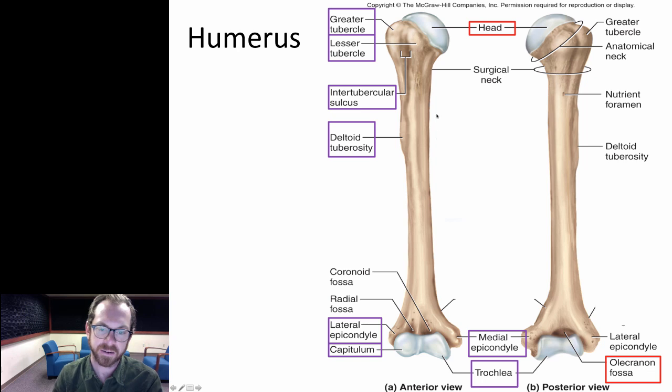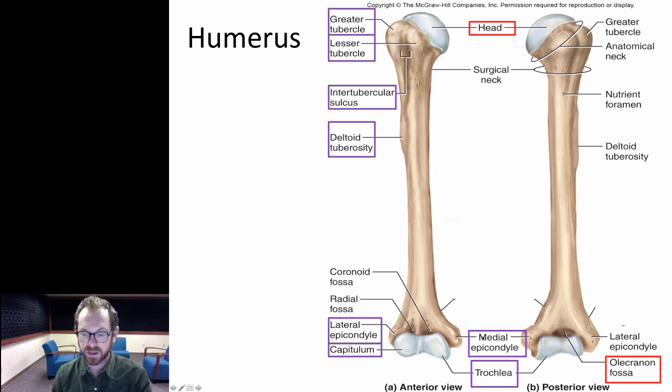Okay, so we know anterior, we know posterior. The posterior side is going to have this olecranon fossa, this really obvious depression here. We know proximal distal. The head is proximal, the trochlea and the capitulum are distal. And then finally, we just need to know medial and lateral. And we have some pretty conveniently named features here. We have the medial epicondyle, that's going to be on the medial side of the bone. And the lateral epicondyle, that is of course going to be on the lateral side of the bone.